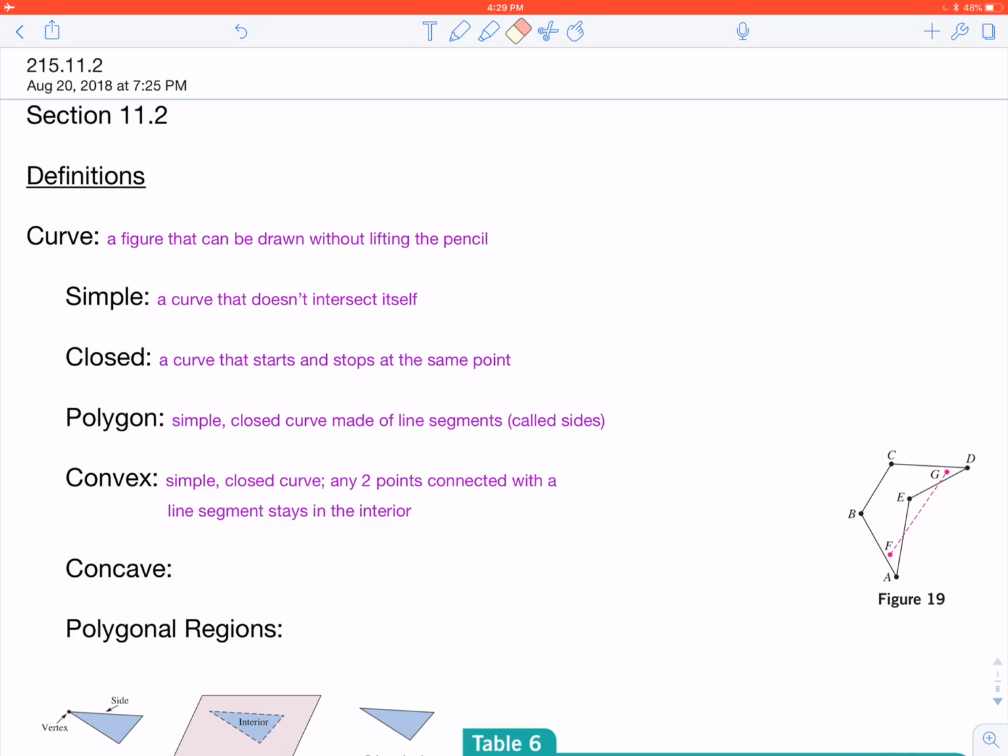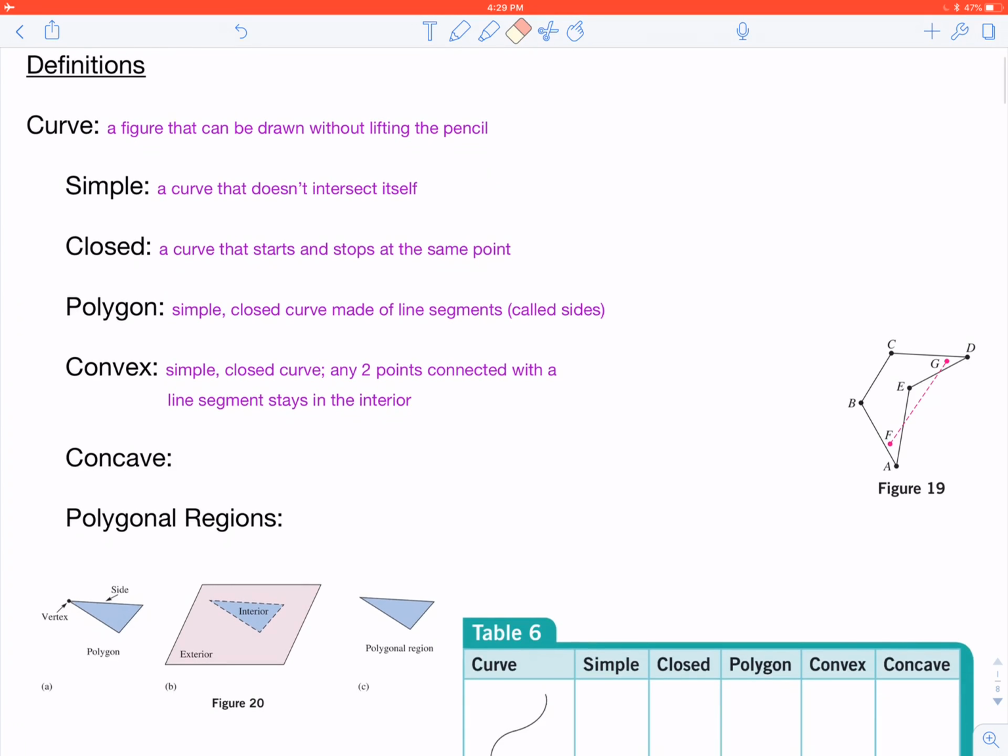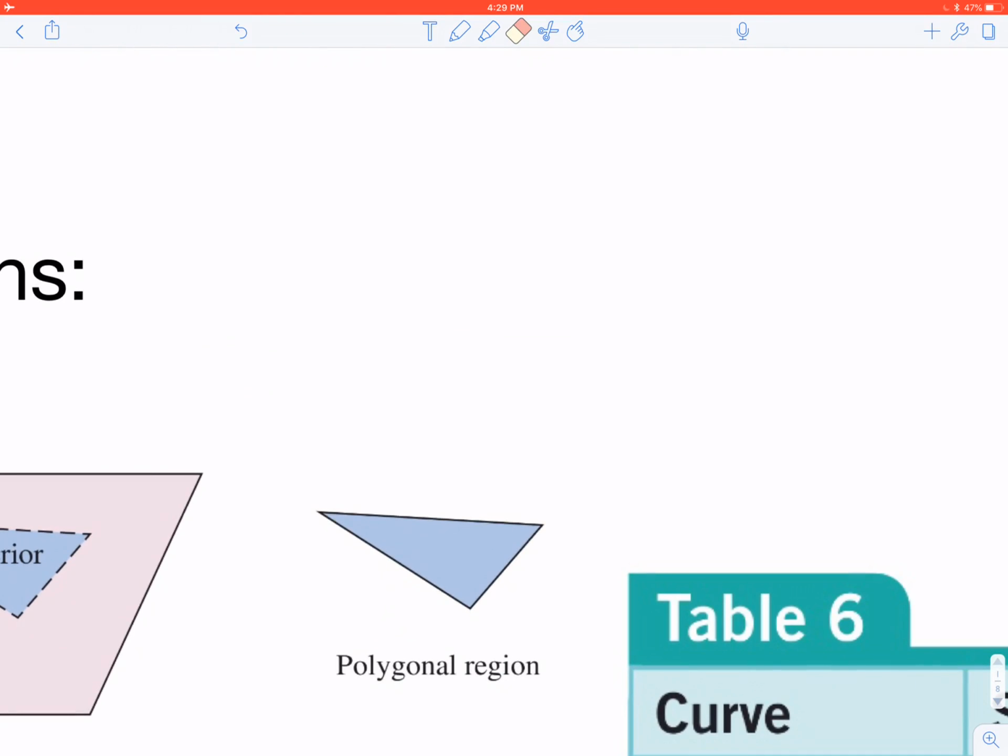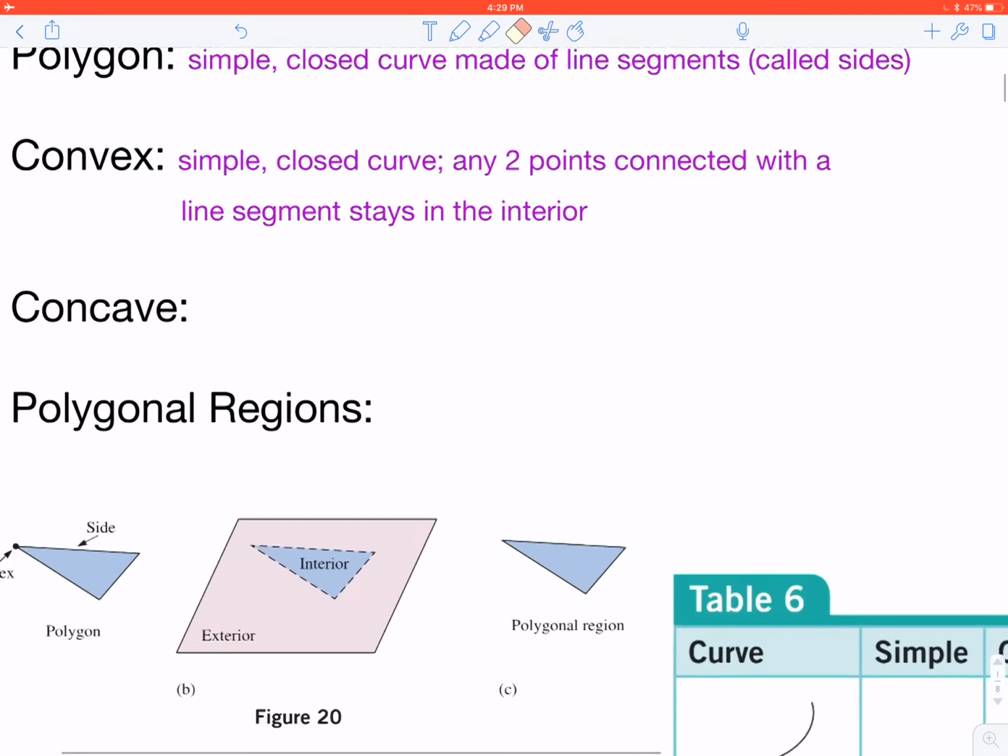Next, you have convex. Convex, again, is a simple closed curve where any 2 points connected with a line segment stays in the interior. I'd like to point your attention down to one of these figures below. Doesn't really matter where I put 2 points inside. Anytime I have 2 points on the inside of this particular simple closed curve, if I connect them with a line segment, that line segment is always going to be on the inside of my simple closed curve.